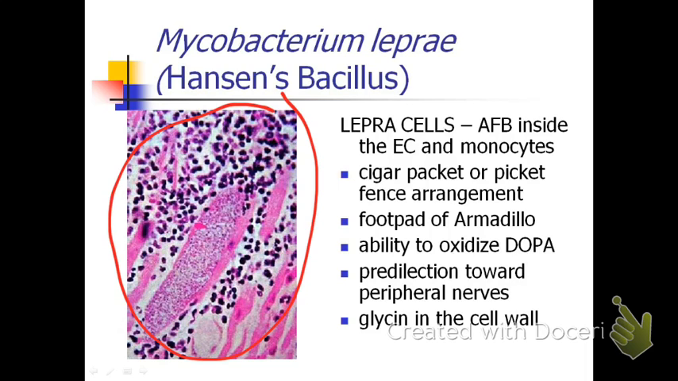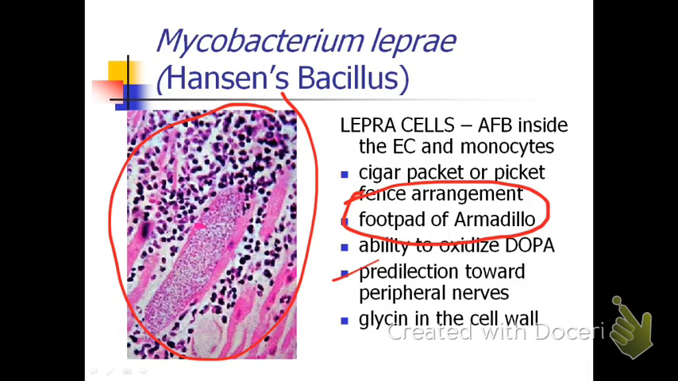You cannot cultivate Mycobacterium leprae even in LJ, American Thoracic Society, or Petragnani media. You have to catch an armadillo and try to inoculate it in its footpad. So how difficult could that be? They could oxidize DOPA, and they have this predilection toward peripheral nerves, which means that you could be numb, you could be insensitive once you are infected with Mycobacterium leprae. Someone could splash, let's say, boiling water onto your skin and you won't feel anything at all.